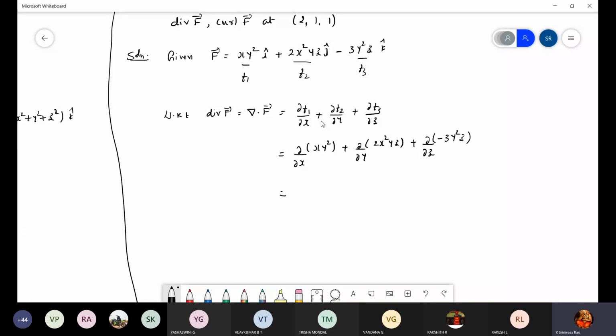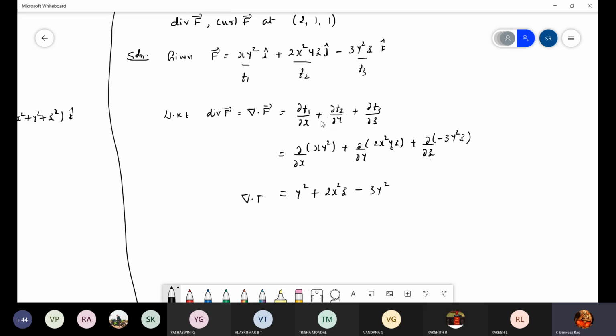So now what is the differentiation? With respect to x, you will get y square, first term. Second term, with respect to y becomes 2x square z. And this is plus into minus is minus, with respect to z, 3y square. So this is del dot f.